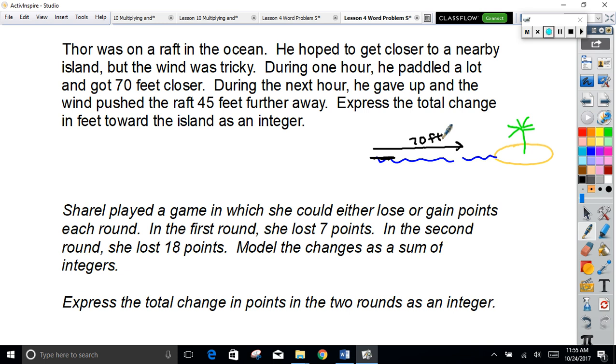During the next hour, he gave up. So poor Thor got tired of paddling, and the wind pushed the raft 45 feet further away. So he's here, now he's going 45 feet further away. All right, let's express this now as an expression.